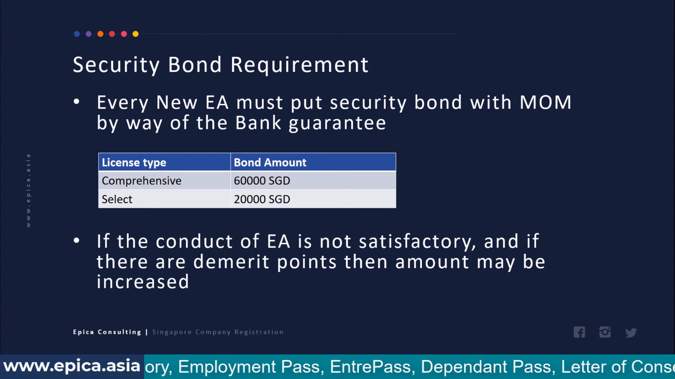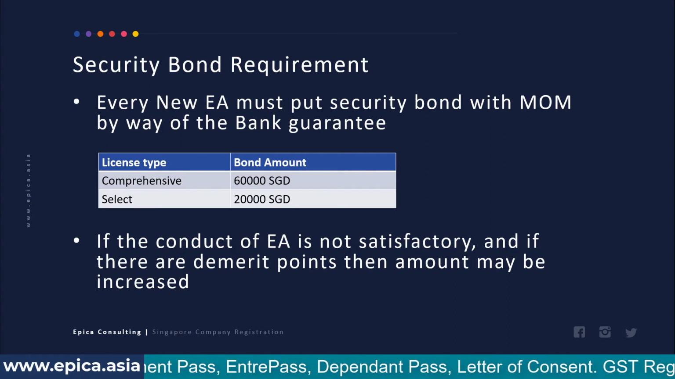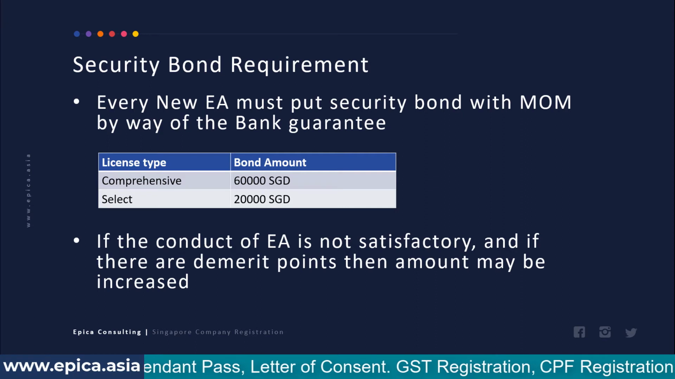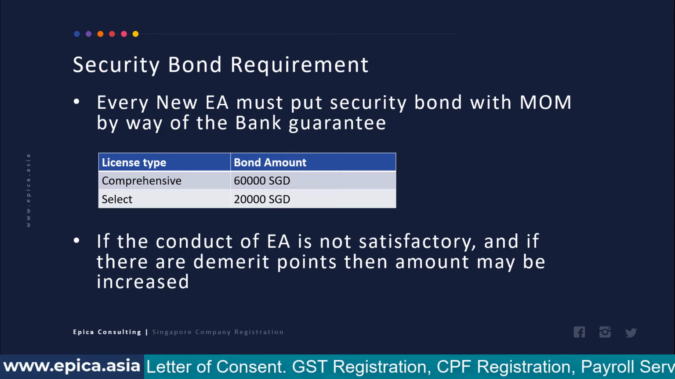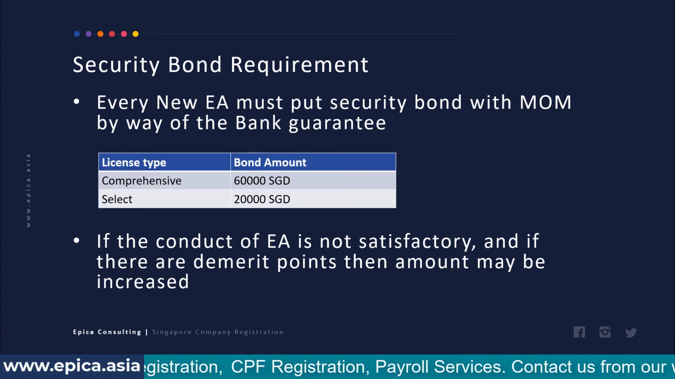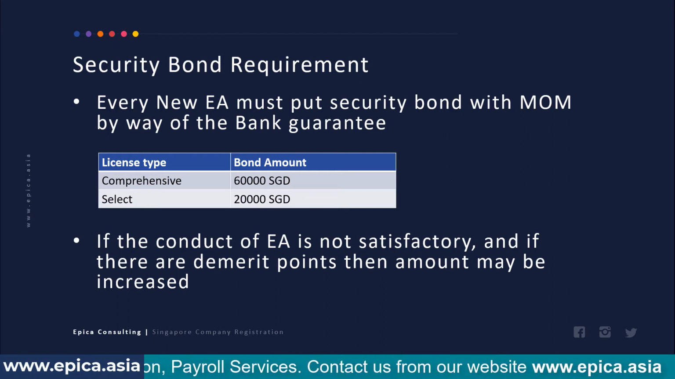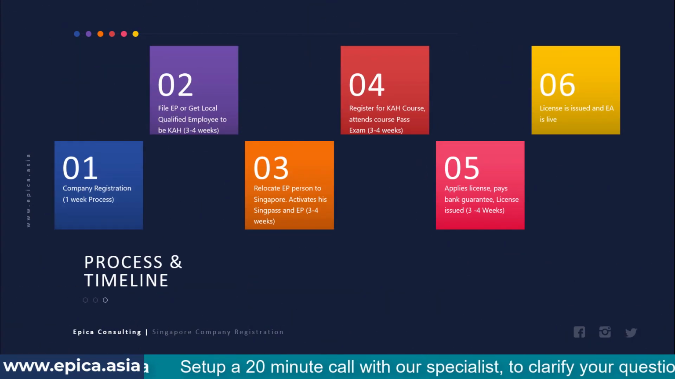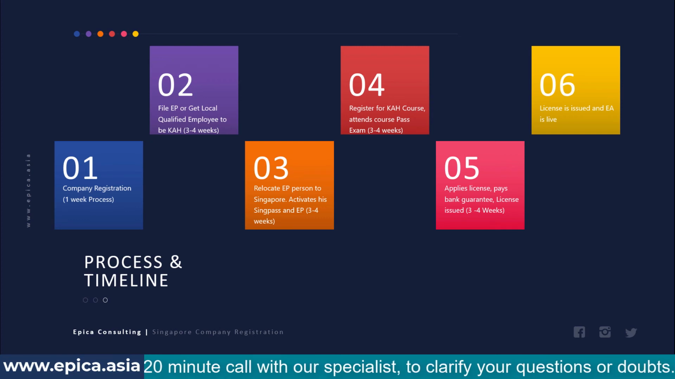If you are applying for any type of comprehensive license, the bond amount is 60,000 Singapore dollars, and if you are applying for any select license, then the bond amount is 20,000 Singapore dollars. If the conduct of the employment agency is not satisfactory, and if there are demerit points issued against the company, then the amount may be increased, especially in the case of a select license. So if there is a select license and you do something hanky-panky, then maybe it will be increased to 40,000 or 60,000.